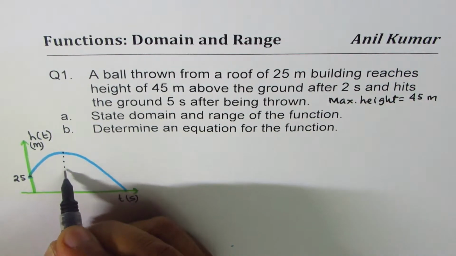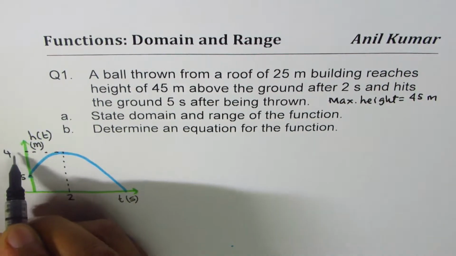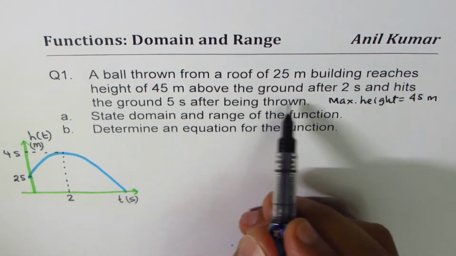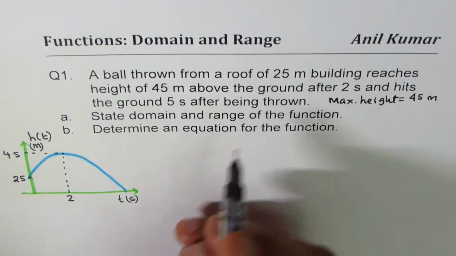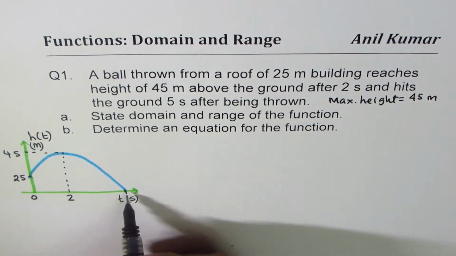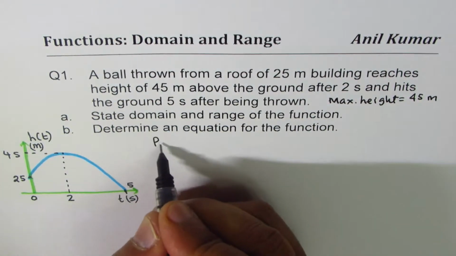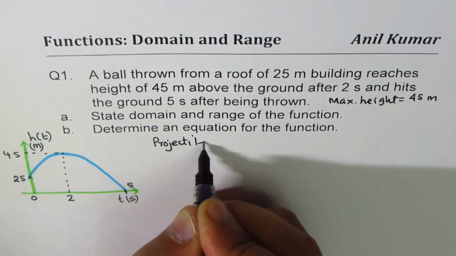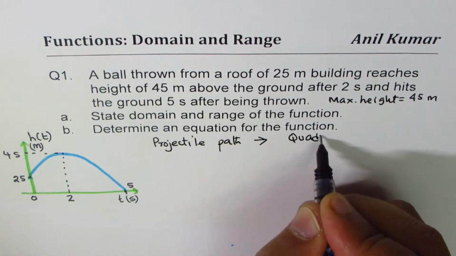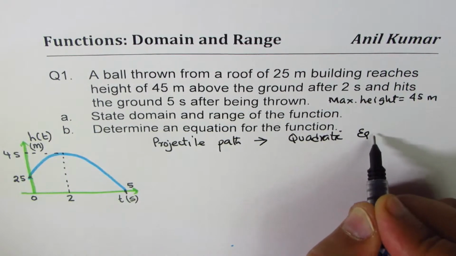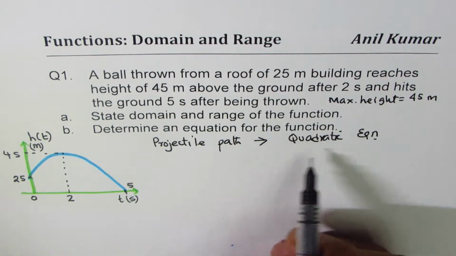The maximum height is reached 2 seconds after. So this is the maximum height. I hope up to here there's no problem. And it hits the ground 5 seconds after being thrown, so from 0 to 5. We call this 5. So, as you can see, we have a projectile path, which means we are looking for a quadratic equation. Now we can write a quadratic equation in different forms.